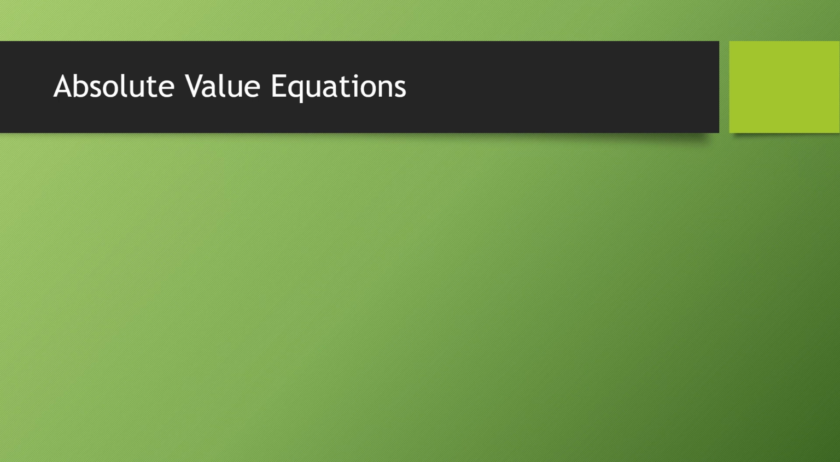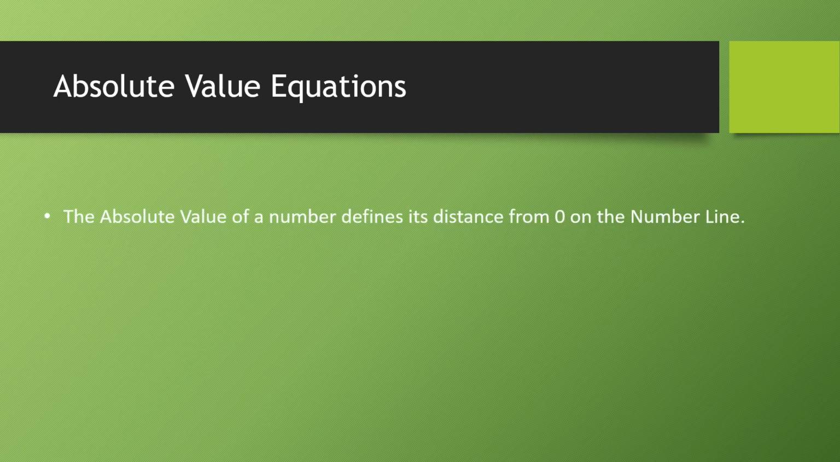We like to define the absolute value of a number like this. The absolute value of a number defines its distance from 0 on the number line. The absolute value of a number is never negative. Those are basically the main rules you need to know when solving equations with absolute value.